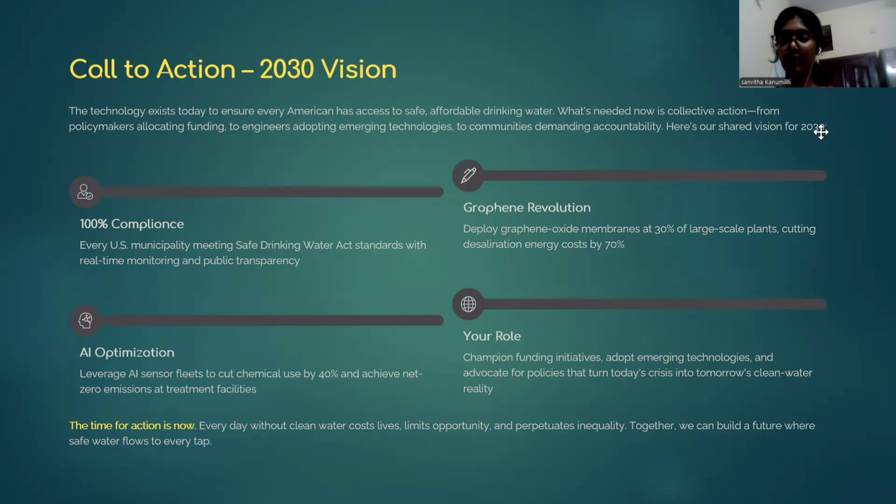And your role is to champion funding initiatives, adopt emerging technologies, and advocate for policies that turn today's crisis into tomorrow's clean water reality. The time for action is now. Every day without clean water costs lives, limits opportunity, and perpetuates inequality. Together, we can build a future where safe water flows to every tap.